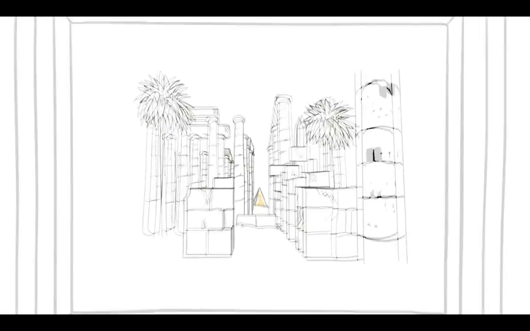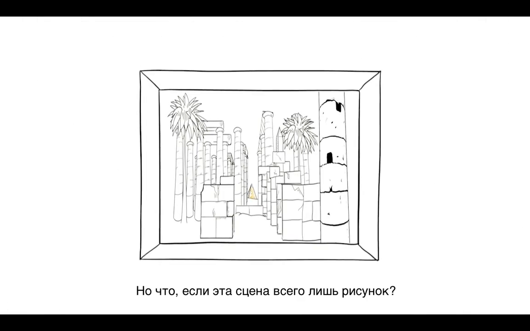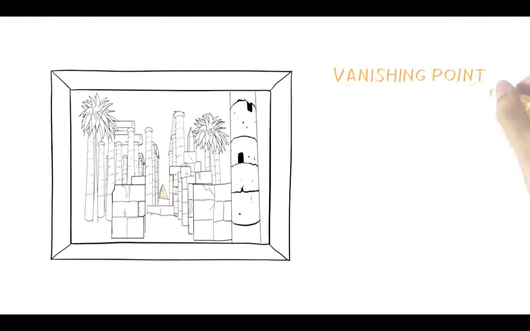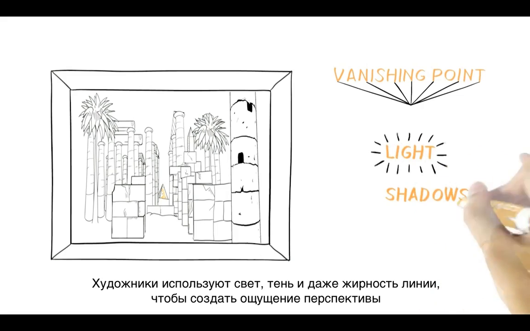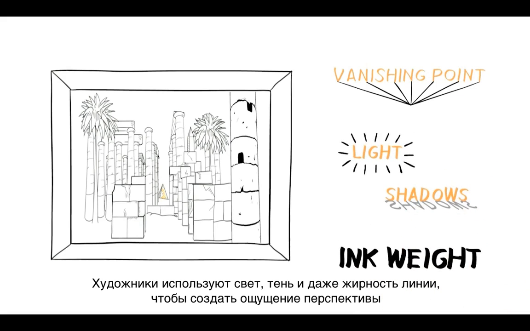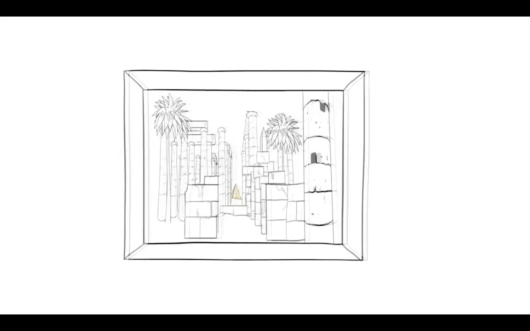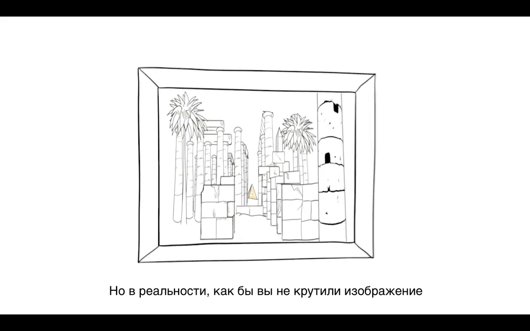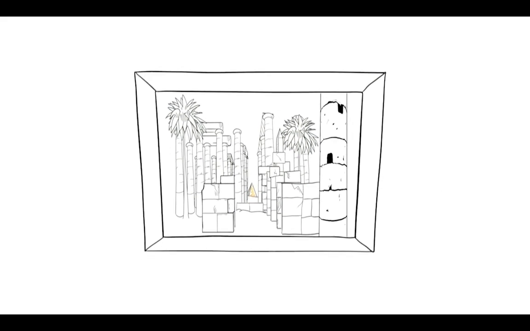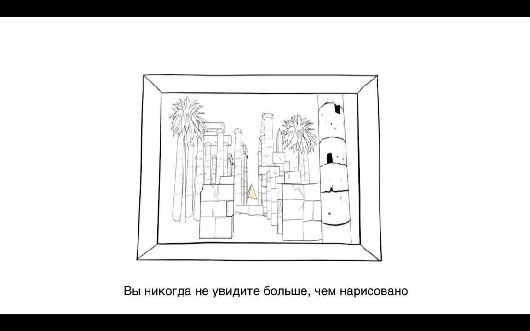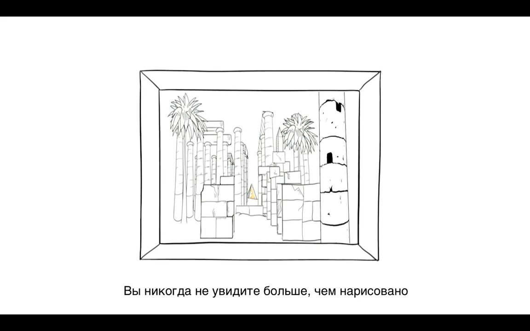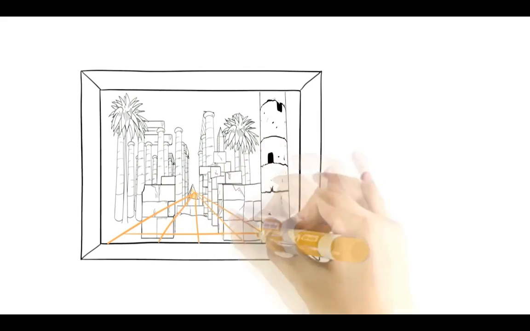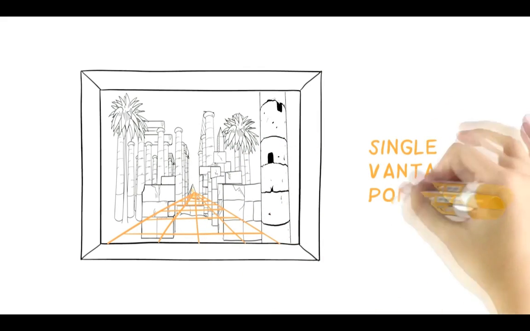But what if the scene is actually a drawing? Artists do a wonderful job using the vanishing point, light, shadows, and even ink weight to give the perception of dimensionality. But in reality, no matter how drastically you change your perspective, how desperately you try to see behind or around an object in the scene, you won't ever be able to see more. A picture is capturing the view from a single vantage point.